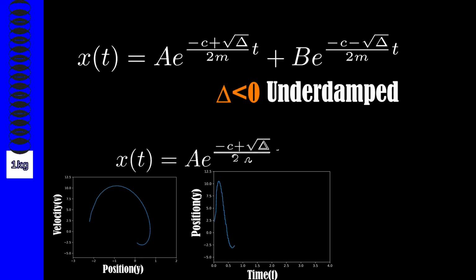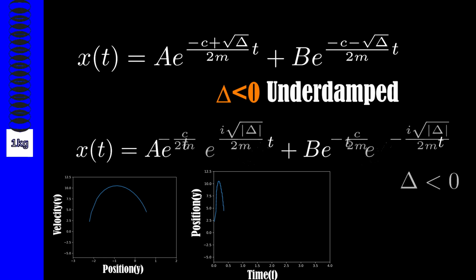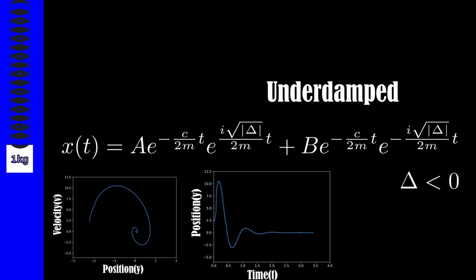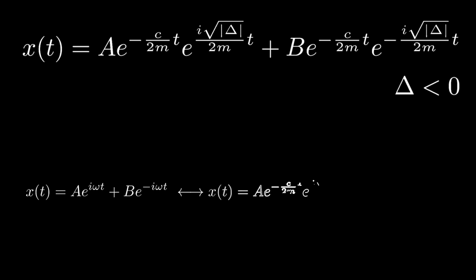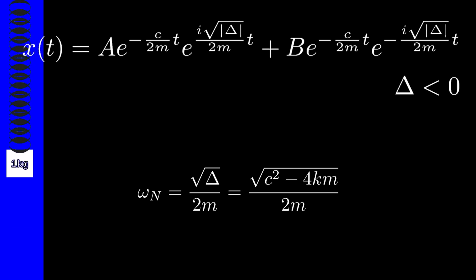If delta is negative, our roots contain complex numbers, making our function more familiar. This function is the solution of simple harmonic motion multiplied by the damping parameter. If we compare this solution with that of simple harmonic motion, we can find the equation for the angular frequency of this motion. This is the natural oscillation frequency of our mass spring system within a fluid.